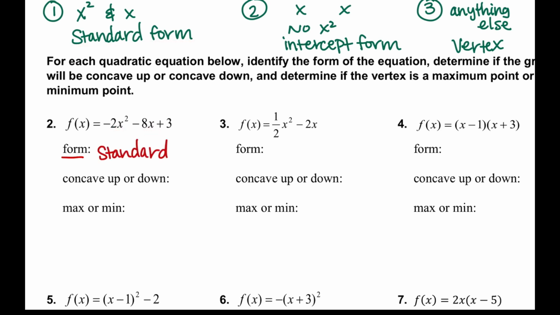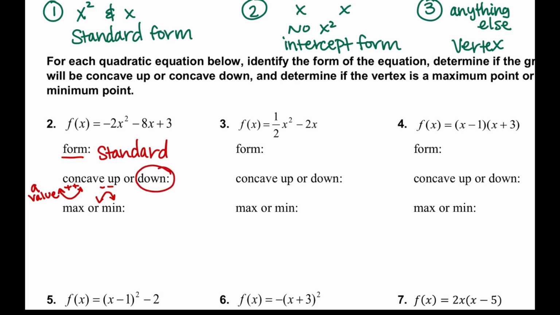Now, for concave up or concave down, we want to look at the a value. If it's positive, it means it's concave up. If it's negative, it means it's concave down. So on standard form, we have ax squared. It's the number in front of the x squared. So we have a -2. So since it's negative, it's going to be pointing down. So this would be concave down.